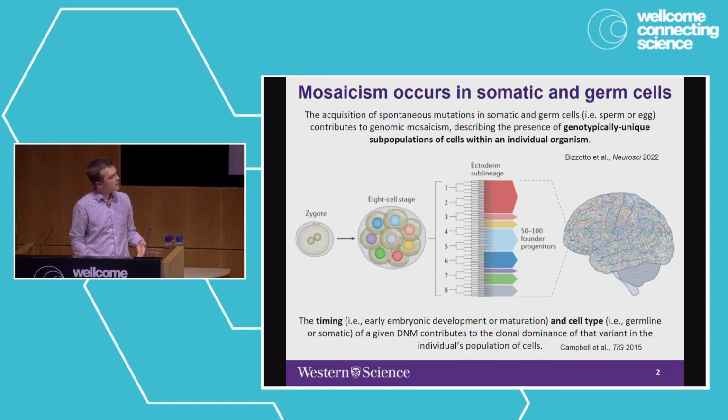We all know that mosaicism is a phenomenon where somatic and germ cells can each independently accumulate mutations from one another, such that in developed tissues we can see genotypically distinct subpopulations of cells across and between different tissues.